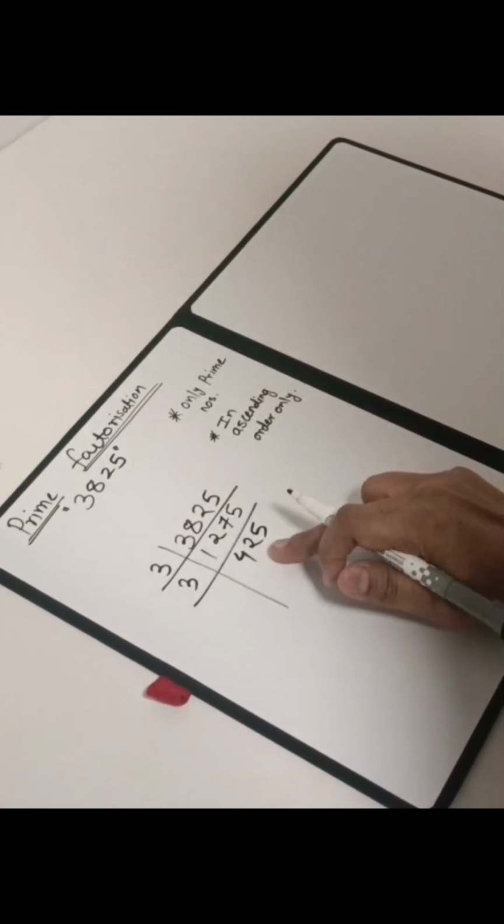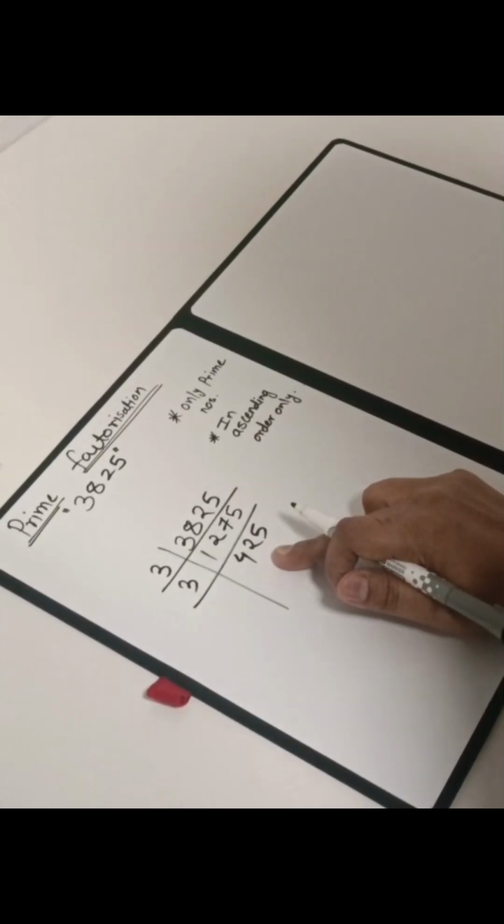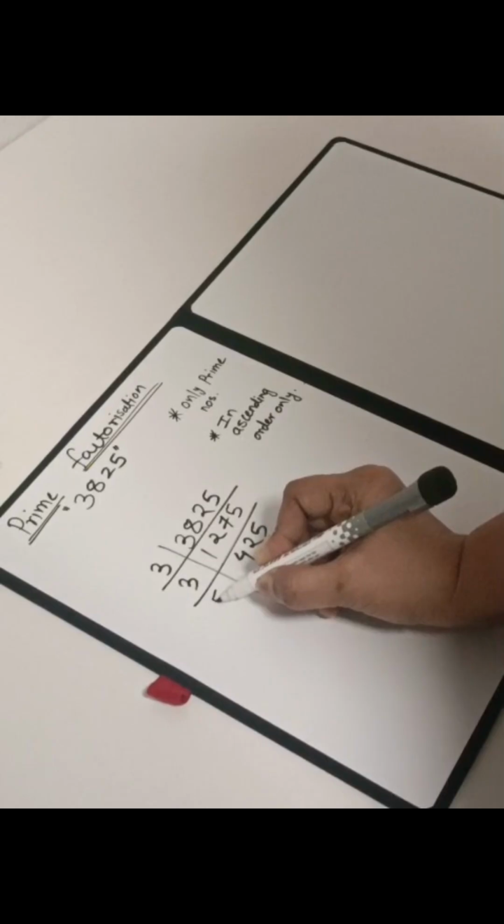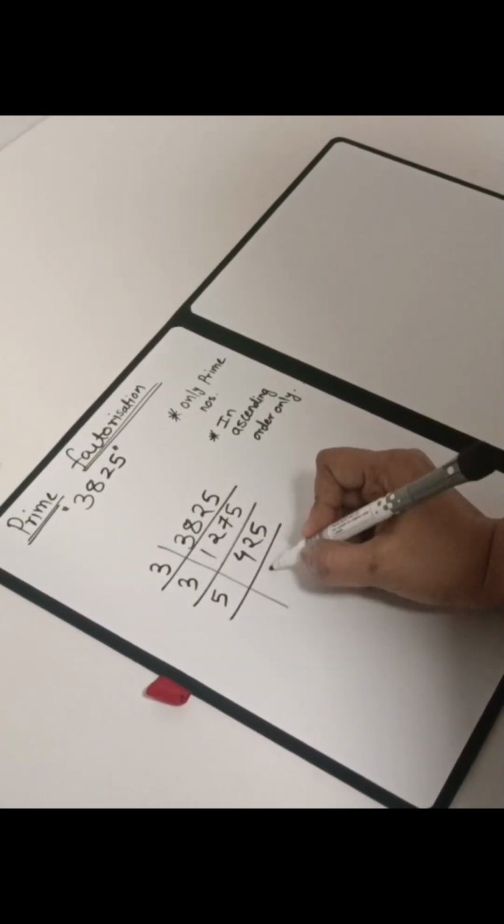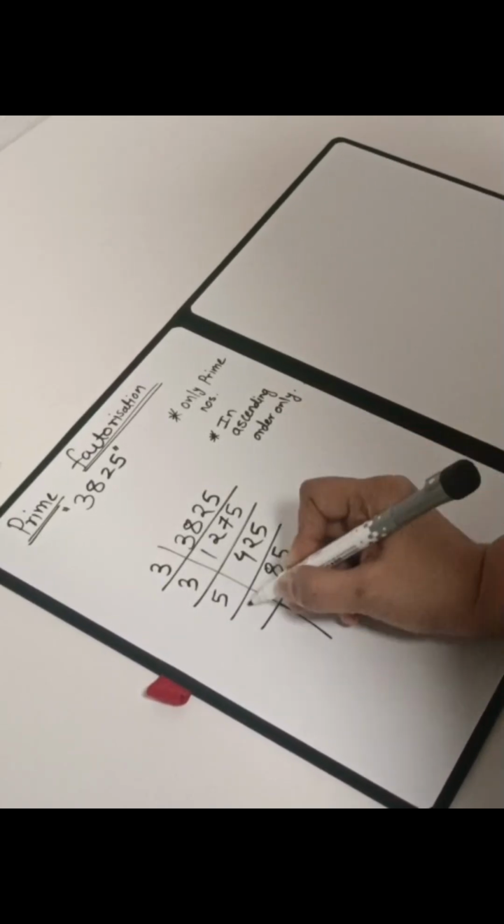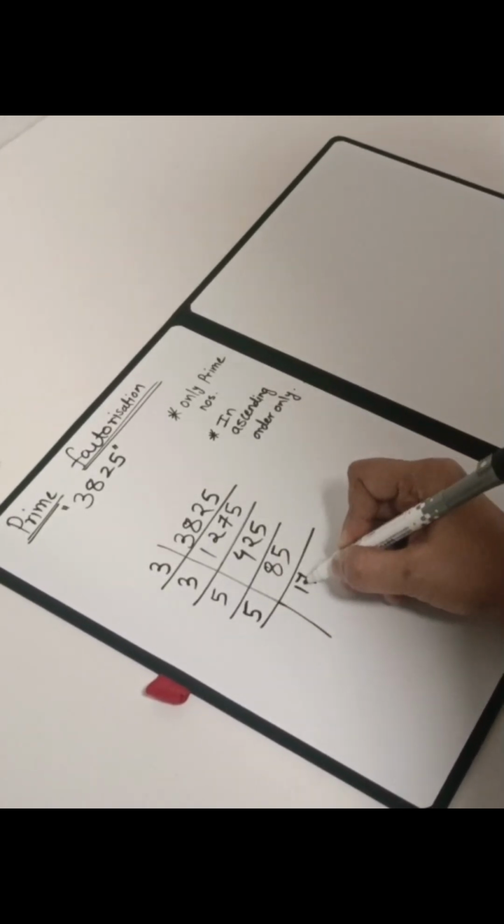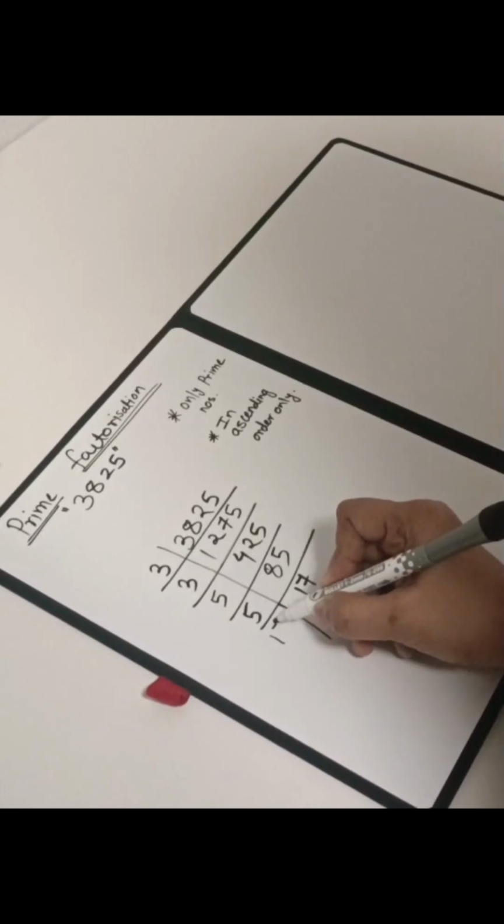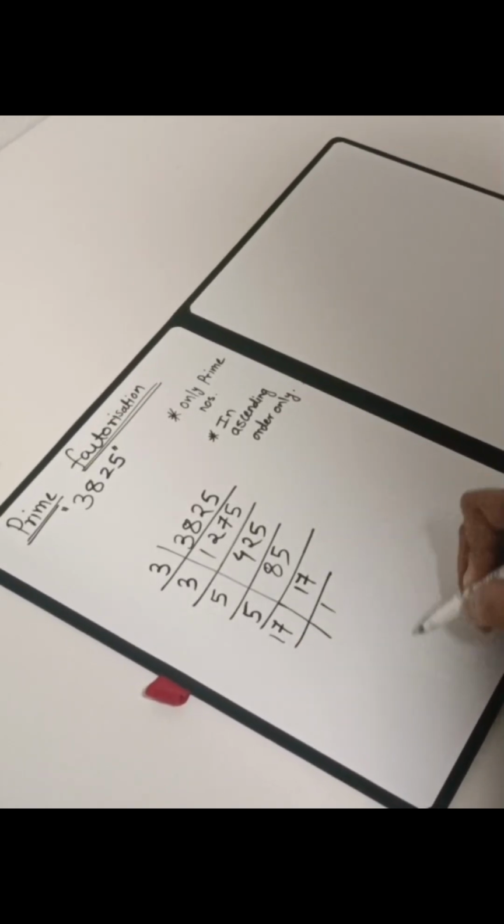Now this number also you have to check again whether it is divisible by 3. So I can see it's not divisible by 3. So now I'll go for 5. 5 eights are 40, and then 5 fives are 25. Then again I can see this is divisible by 5. 17 fives are 85. 17 is a prime number, so 17, and then it is done.